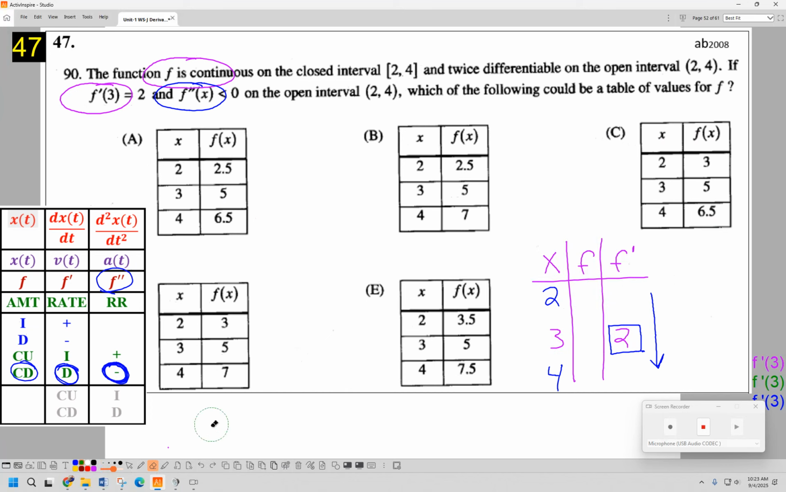All right. Which of the following could be values of f? So we're trying to figure out which of those can be f. And we really only have those 2 clues. We know that one value of f prime is 2. And we also know that the slopes of f, which are the values of f prime, must be decreasing.